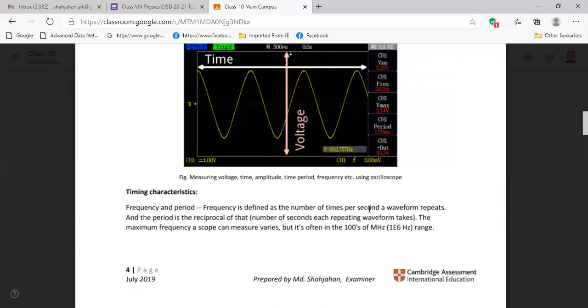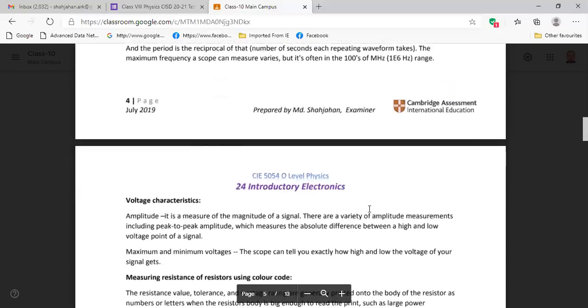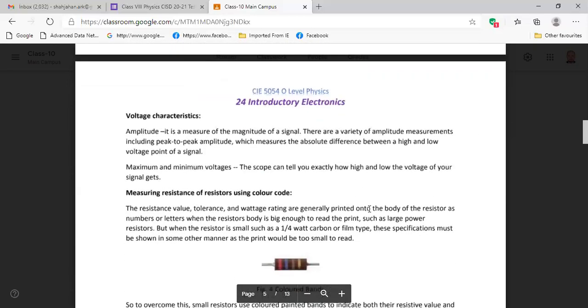The maximum frequency a scope can measure varies, but it's often in the hundreds of megahertz range, 1E6 hertz range. So this one is whatever we discussed just now: if you know the time period, then you can find the frequency, isn't it? Already we discussed this. Now voltage characteristics.